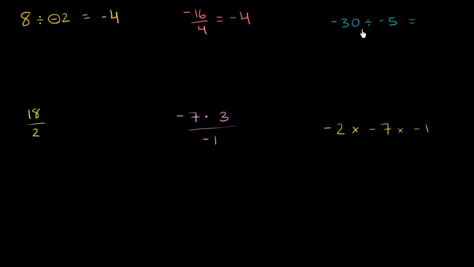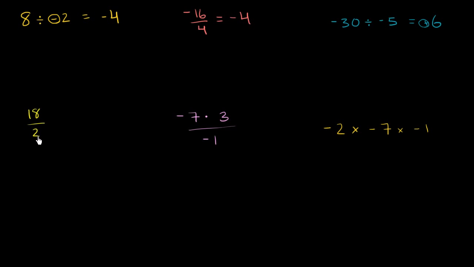Now I have negative 30 divided by negative 5. If I just had 30 divided by 5, that would be positive 6. And because I have a negative divided by a negative, the negatives cancel out, and so my answer will still be positive 6. And I could even write a positive out here. I don't have to, but this is a positive 6. A negative divided by a negative, just like a negative times a negative, you're going to get a positive answer.